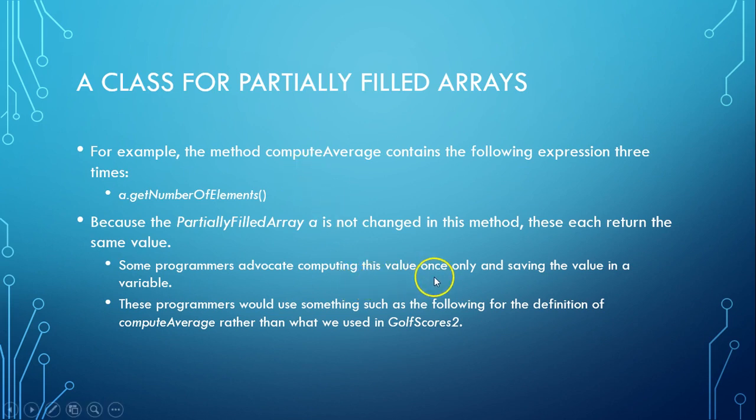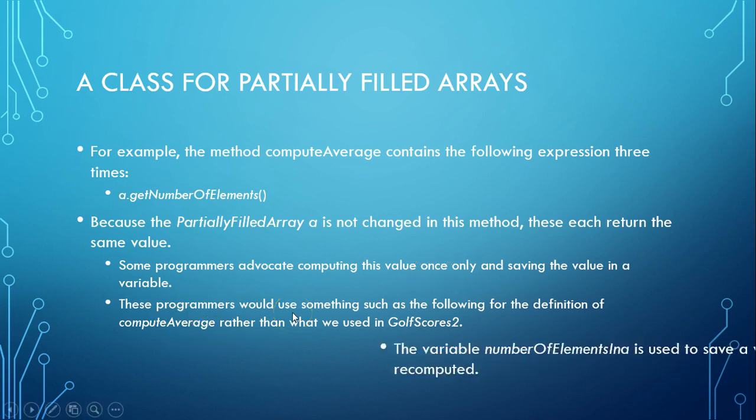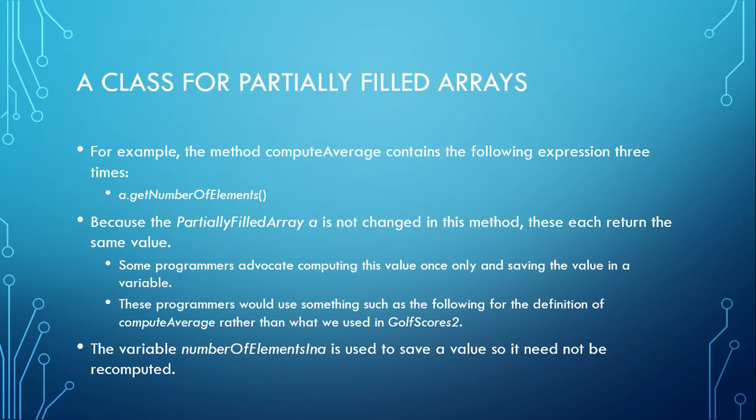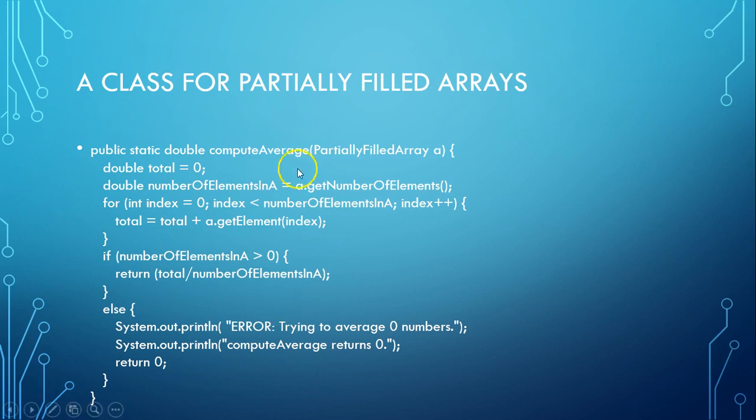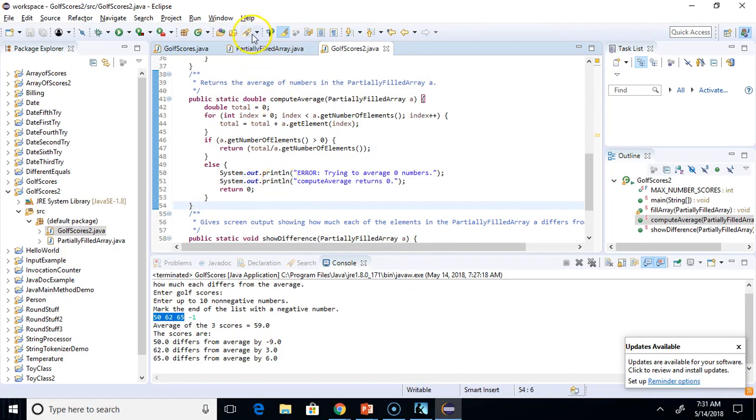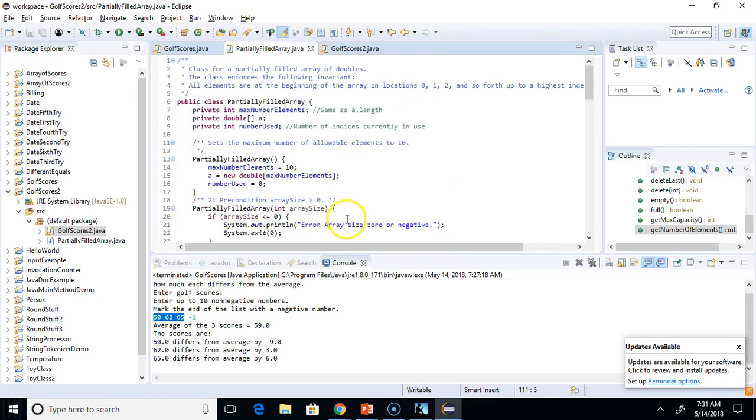Now, some programmers advocate computing this value once and only saving the value in a variable. These programmers would rather use the following for the definition of computeAverage rather than what we use in GolfScores. The variable numberOfElementsInA is used to save the value, so it need not be recomputed. So here's our class for partially filled arrays. And here we have public static double computeAverage(PartiallyFilledArray a): double total = 0; int numberOfElementsInA = a.getNumberOfElements(); for index = 0; index < numberOfElementsInA; index++, total = total + a.getElement(index). If numberOfElementsInA is greater than 0, return total divided by numberOfElementsInA. Else, print out the error "Trying to average 0 numbers" and return 0. So in here, that's saying this is an alternative approach to using this.